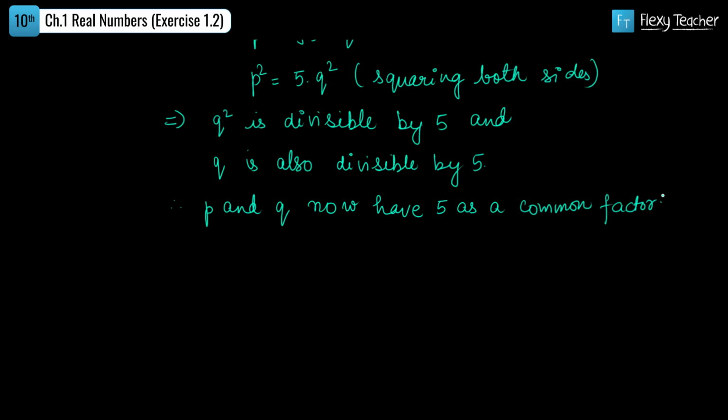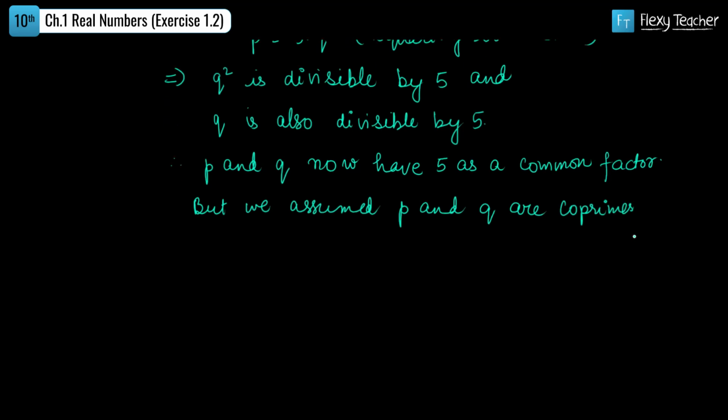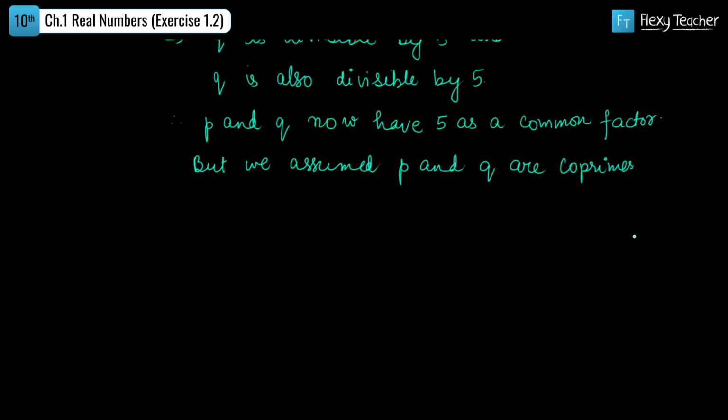Okay. जब 5 ये कॉमन फैक्टर आएगा तो जो हमारा एजम्पशन है कि बोथ आर को प्राइम्स वो गलत हो गया. But we assumed P and Q are co-primes. Hence, root 5 cannot be expressed in the form of P by Q and therefore root 5 is an irrational number.